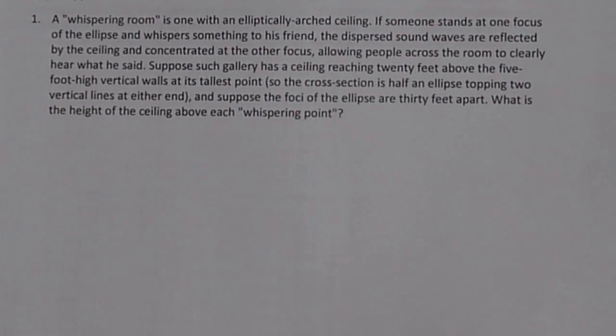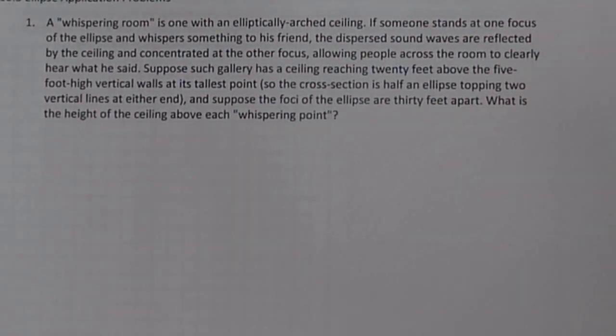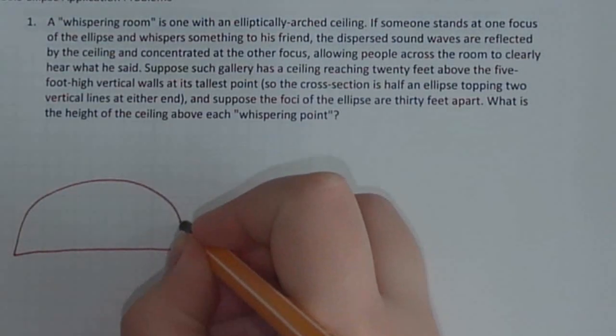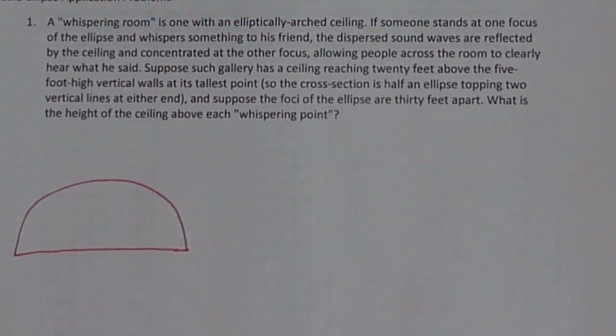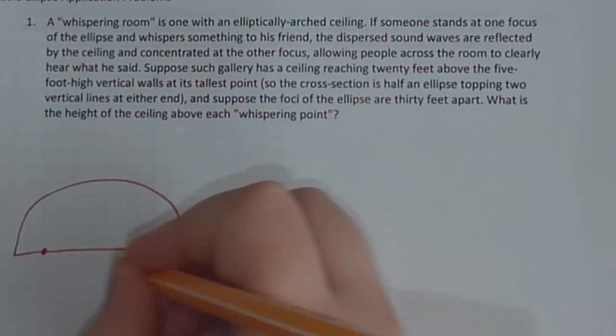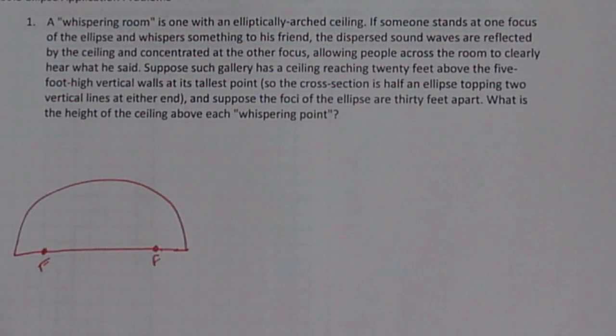So for our first problem, we have a whispering room, which has an elliptical arched ceiling. So we have a floor somewhere, and over the top of that we have an elliptical arch of a ceiling. An ellipse has two foci, so let's draw those in. Alright, and at each focus is a person. And the sound waves are reflected by the ceiling and concentrated at the other focus, allowing people across the room to clearly hear what you said.